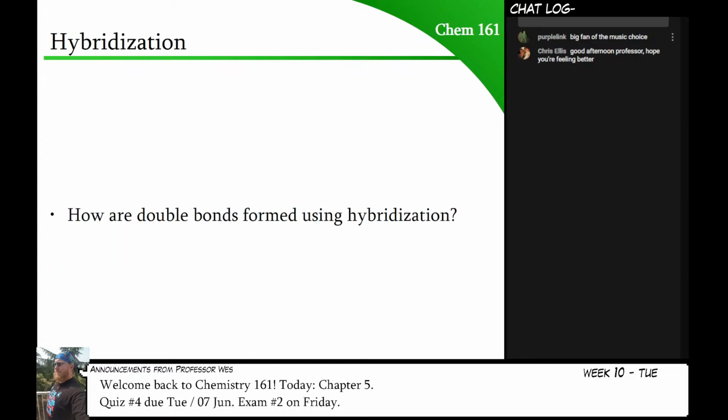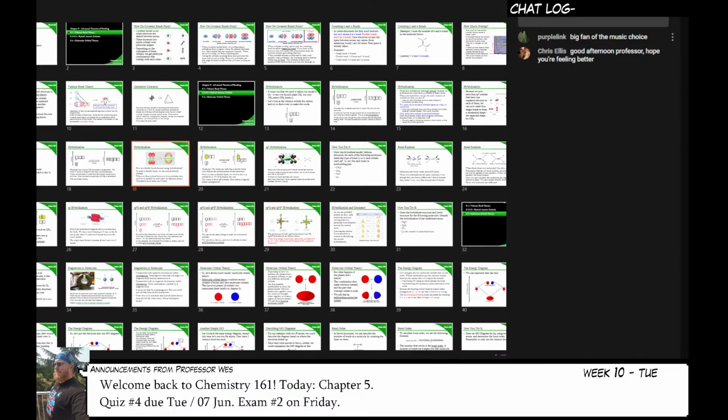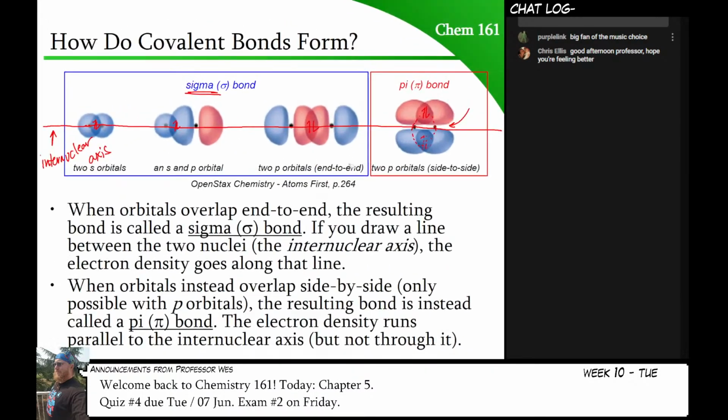All right, so let's talk about how we make a double bond. We said that we need to have p orbitals for pi bonds, right? So those pi bonds look like this. Here they are. But these are p orbitals. These are not hybridized. They're not sp3, sp2, sp, whatever. I need to literally have p orbitals.